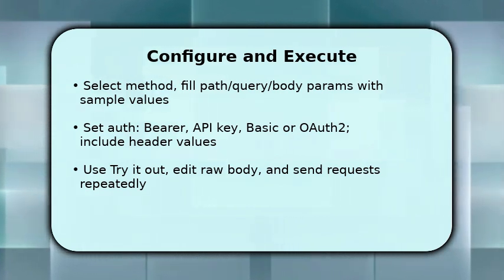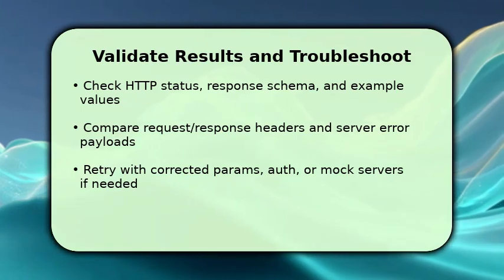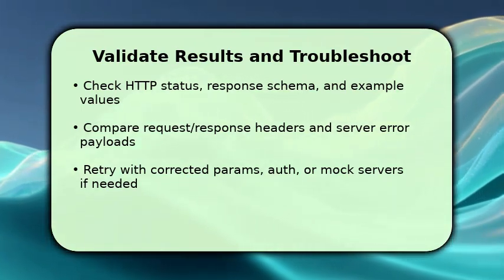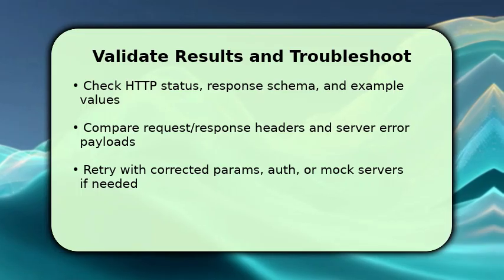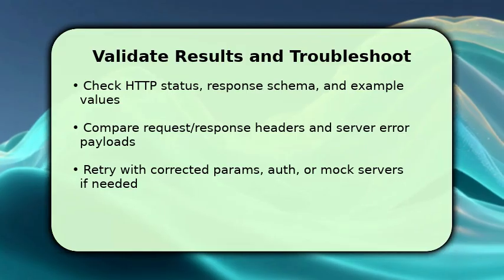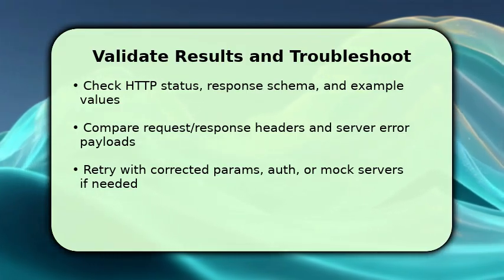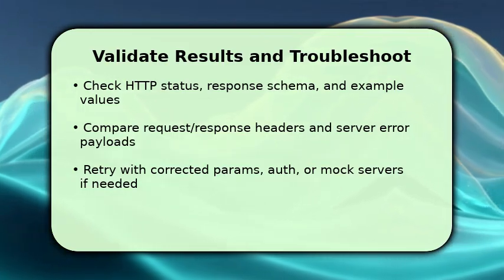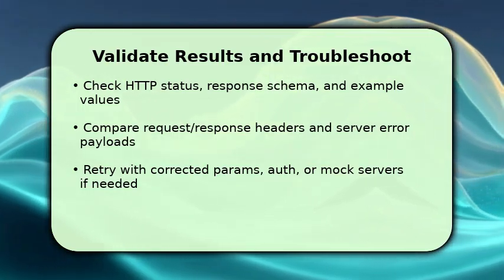Finish by validating responses against the OpenAPI schema. Confirm status codes, expected fields, and example values match. If results differ, examine request headers and server error payloads to identify mismatched content type, missing auth, or bad parameters. Make sure to reproduce failures with minimal data, then adjust payloads or tokens and retry.